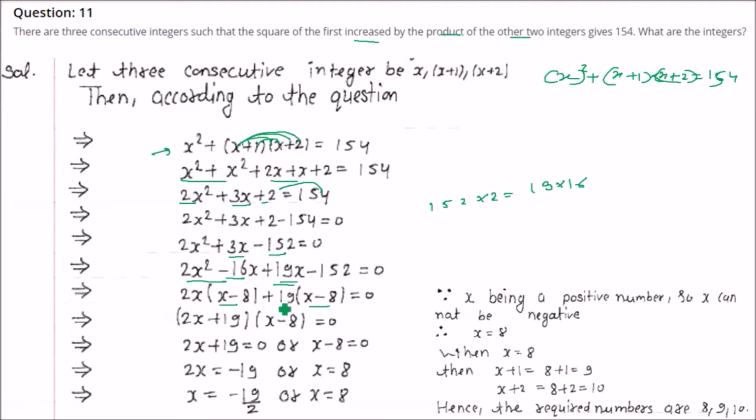So what do you get? 2x plus 19 equal to 0 and x minus 8 equal to 0. So x will come as minus 19 by 2. We are not going to consider this, right? So x will be equal to 8. So one number will be 8, the other will be 8 plus 1, that is 9, and the other will be 8 plus 2, that is 10. This is how we get it. We didn't take the other number because minus 19 by 2 is not an integer.